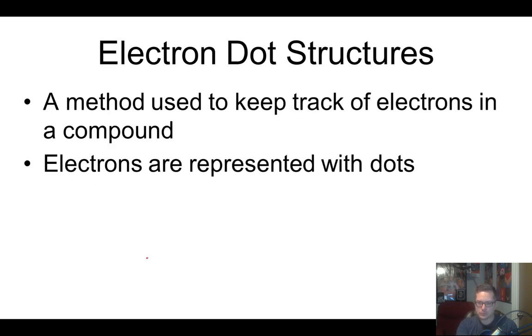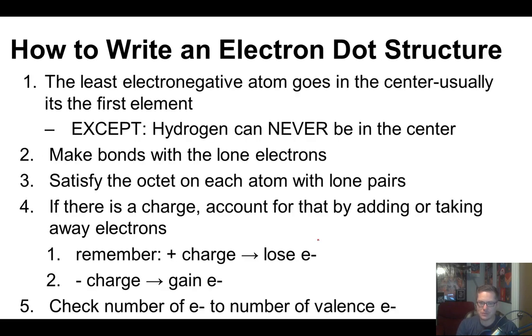Electron dot structures are a method used to keep track of electrons in a compound. We already talked about the bonds. Bonds are represented by lines. Electrons are represented with dots. Here's a bunch of rules. Pause the video, jot these down real quick. The least electronegative atom always goes in the center. A lot of times your molecule is written so it's the very first element. That makes your life easy. However, hydrogen can sometimes come first, especially in an acid, but it can never be in the center, because hydrogen can only make one bond because it only wants 2 valence electrons to be like helium.